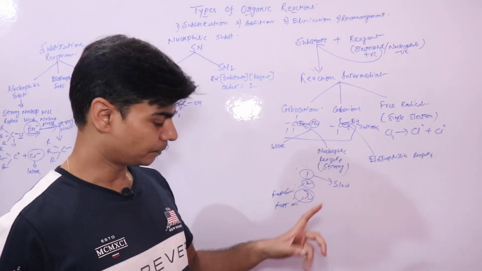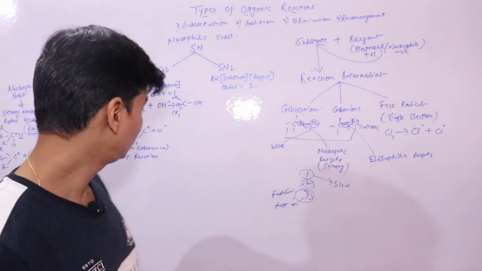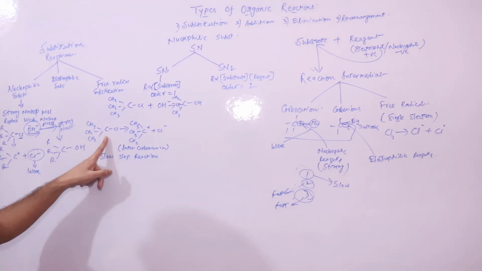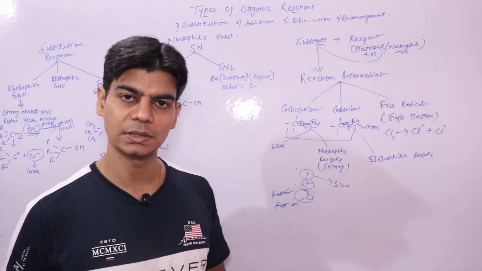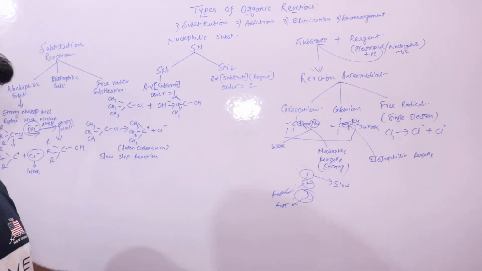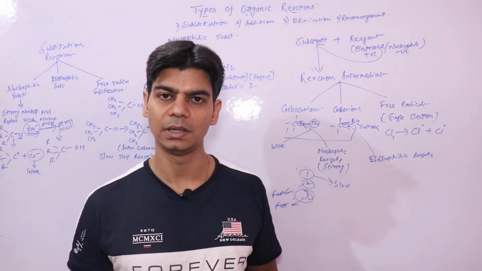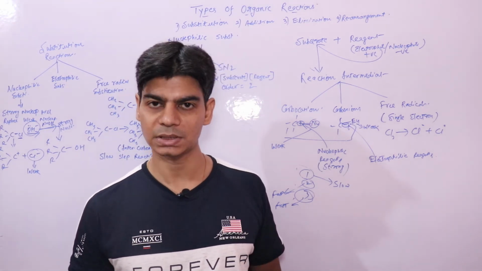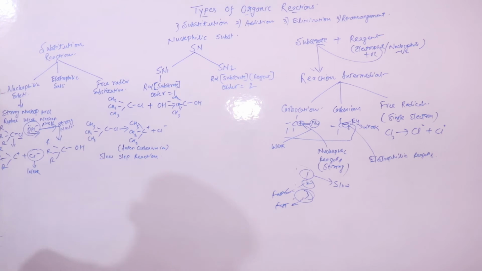Or we say that the overall rate of the reaction depends on the first step, which is the ionization of your halide ion. When this step is completed, only then is the reaction considered complete. This is what we mean when we say this is a slow step reaction, and the rate of reaction depends on the slow step. Because when the slow step is completed, only then is the reaction considered completed. So this is your slow step reaction in SN1 reactions.